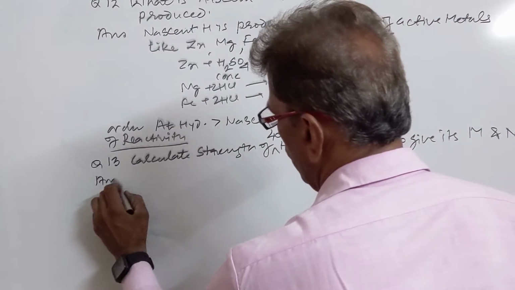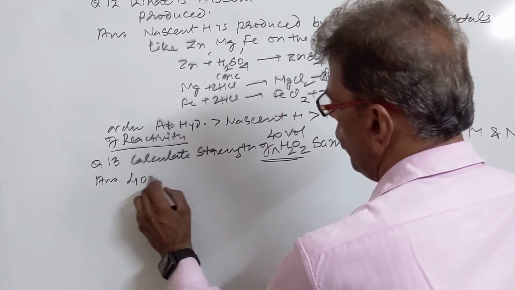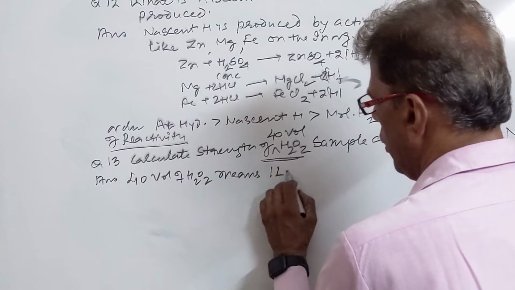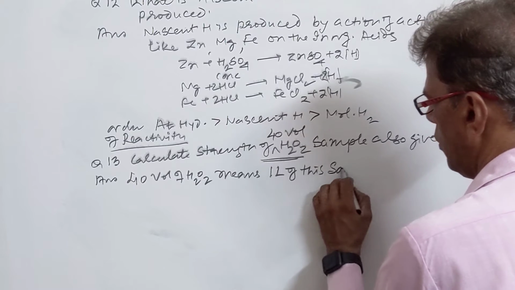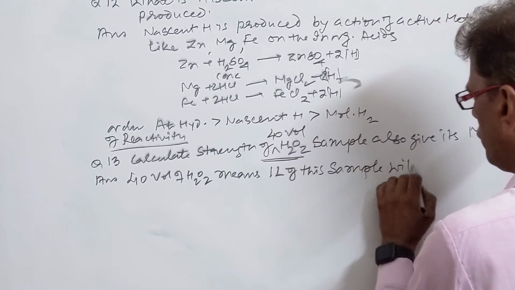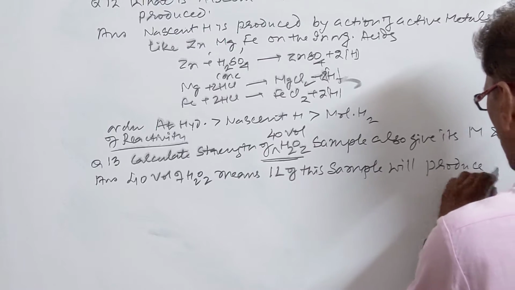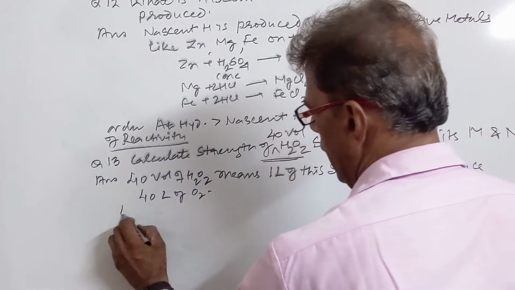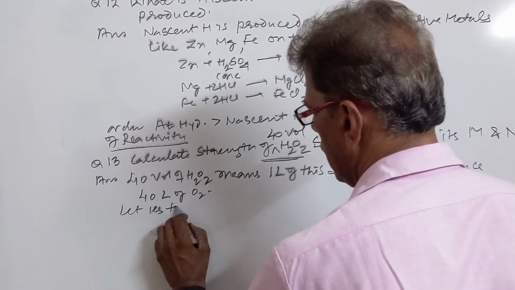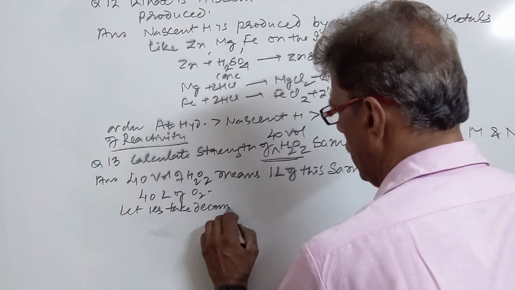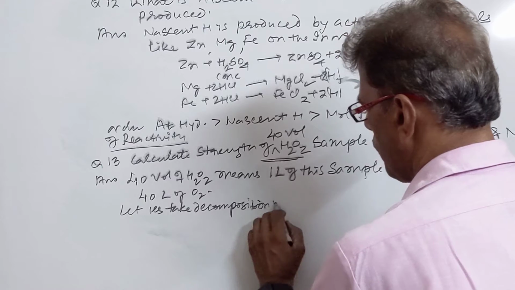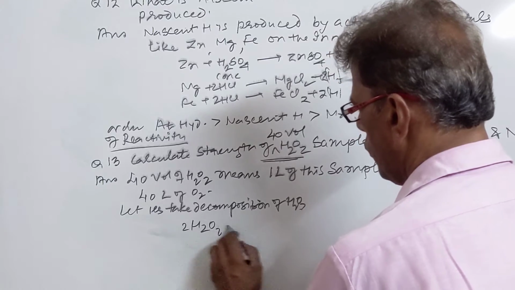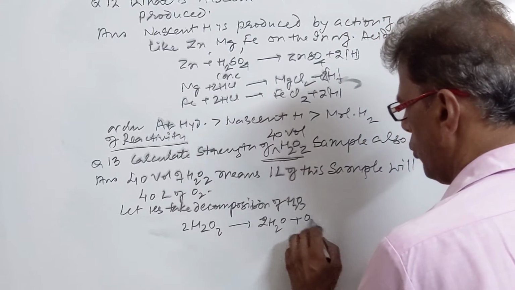Now, what is 40 volume of H2O2? 40 volume of H2O2 means 1 liter of this sample will produce 40 liters of O2. Let us take the decomposition of H2O2. When two molecules of H2O2 decompose, it produces 2 water and O2.